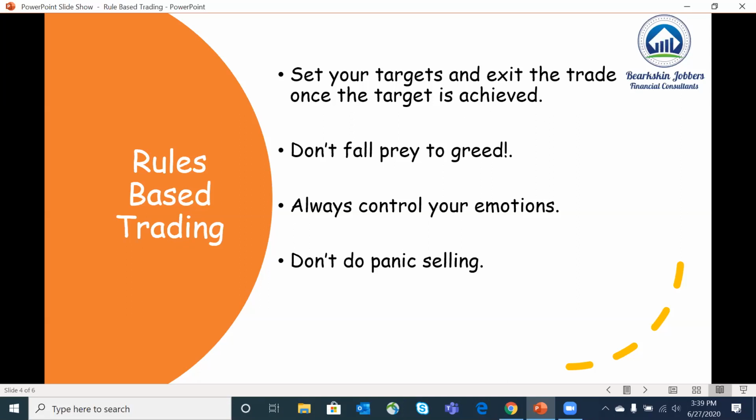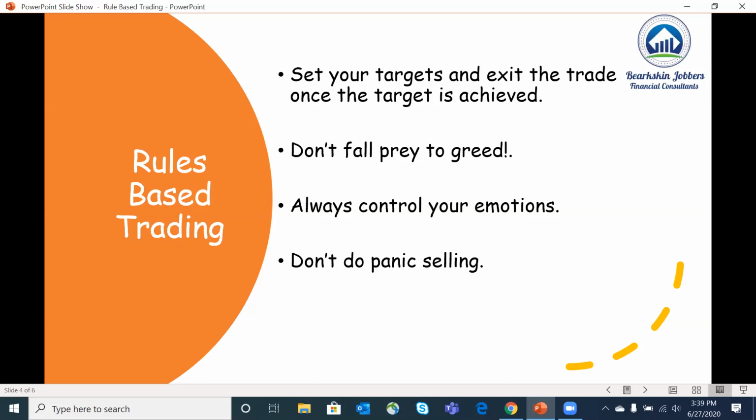And don't do panic selling. Sometimes the stock is going down, down, down, down, and you get in panic and you sell the stock, and after you sold it, it starts going up. So you will say, what did I do, I should have waited more. So how to overcome this? When you don't know when the stock will start moving up, you need to see the support levels and the resistance levels. So you need to do some technical study before you enter the trade or you exit the trade.